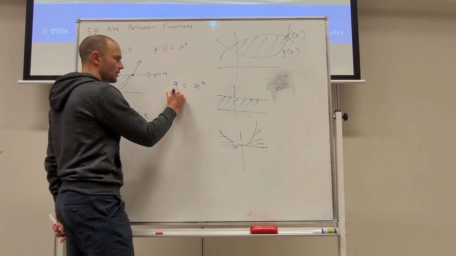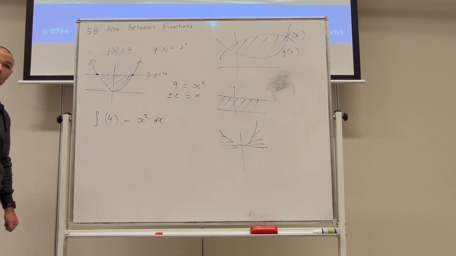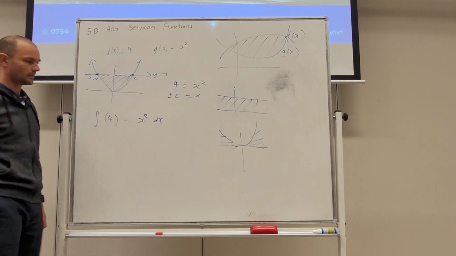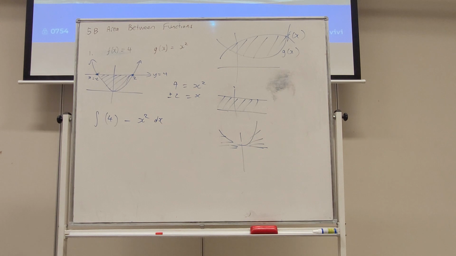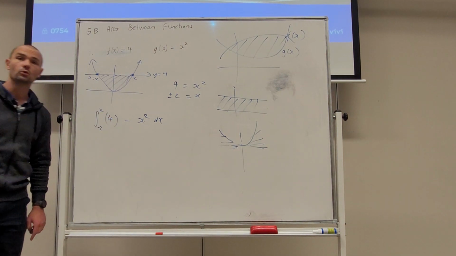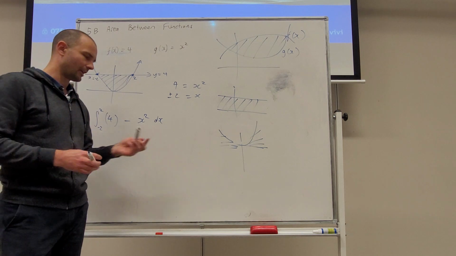We'll square root both sides, and we'll get x is plus or minus 2. We have two solutions, right? Here x is minus 2, and here x is positive 2. So that means we're integrating from minus 2 to positive 2. So all we're doing now is the fundamental theorem of calculus, applying that.